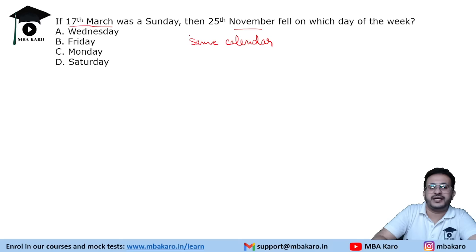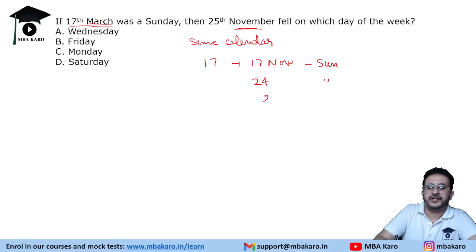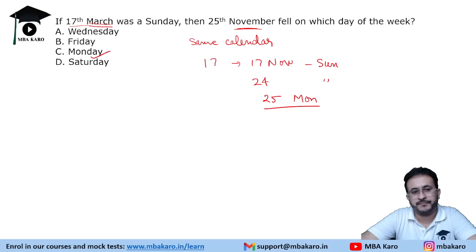So March and November will have the same calendar. So 15 March will be 15 November. 15 November is Sunday. Okay, 22 November will be Sunday, 25th will be Wednesday. Okay, 25th November is going to be a Monday.